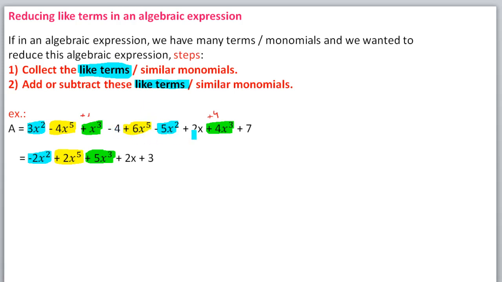Minus 4. And here we have 2x, and here we have 7. So look at the 2x here. Is there any other variable containing x? No, so we copy it. And the last one, it is minus 4 plus 7. No variables, so only numbers, so we add them. Minus 4 plus 7, it is 3. So this is the final answer: minus 2x squared plus 2x power 5 plus 5x cubed plus 2x plus 3. Done? Okay. Let's go to the next.